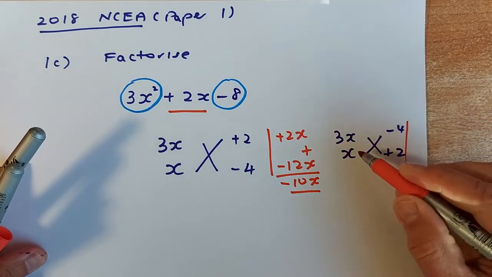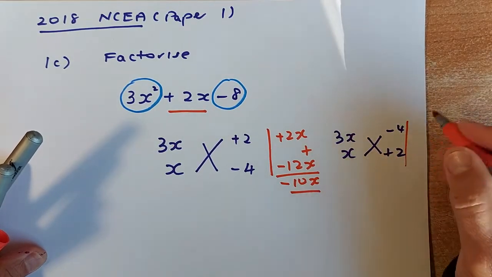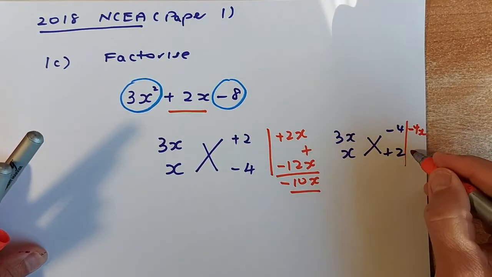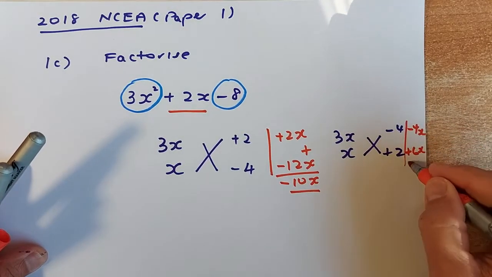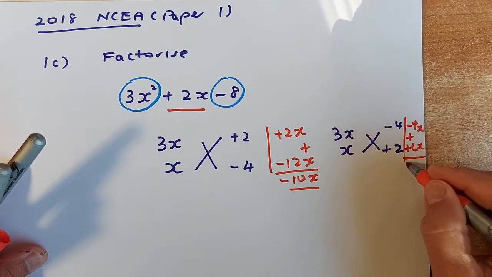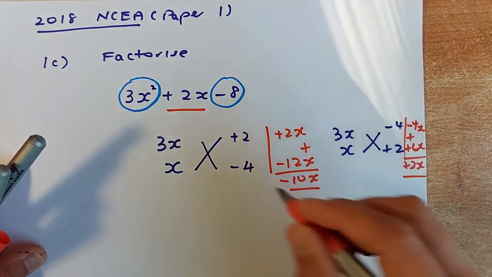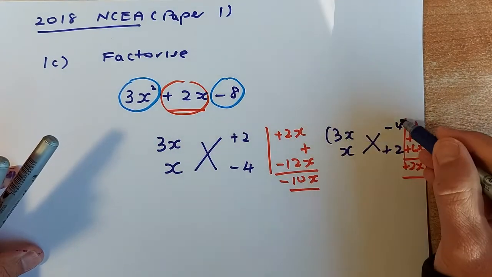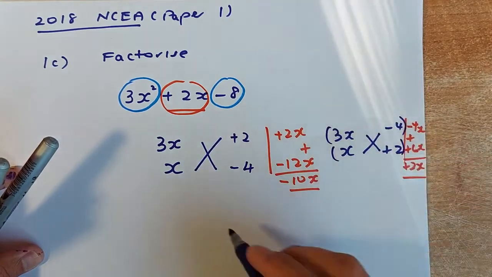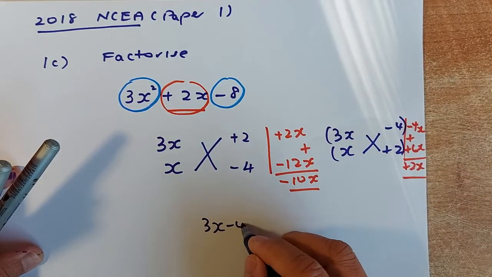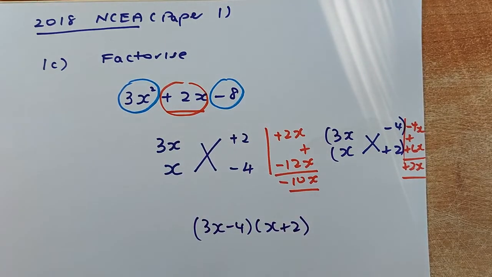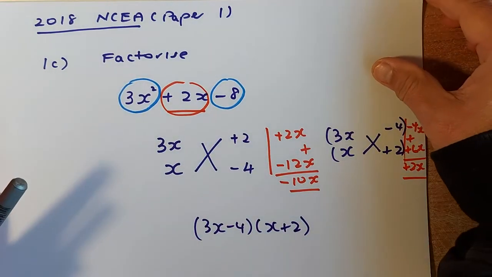So x multiplied by minus 4 is minus 4x, and then 3x times 2 is going to be 6x. If you add them up together, it's going to be plus 2x, and that's what you get, 2x. So that's right. So the next step you're going to do, you're going to put a bracket around it. So the answer is going to be 3x minus 4 times x plus 2. So this is the type of question, it's called trial and error.